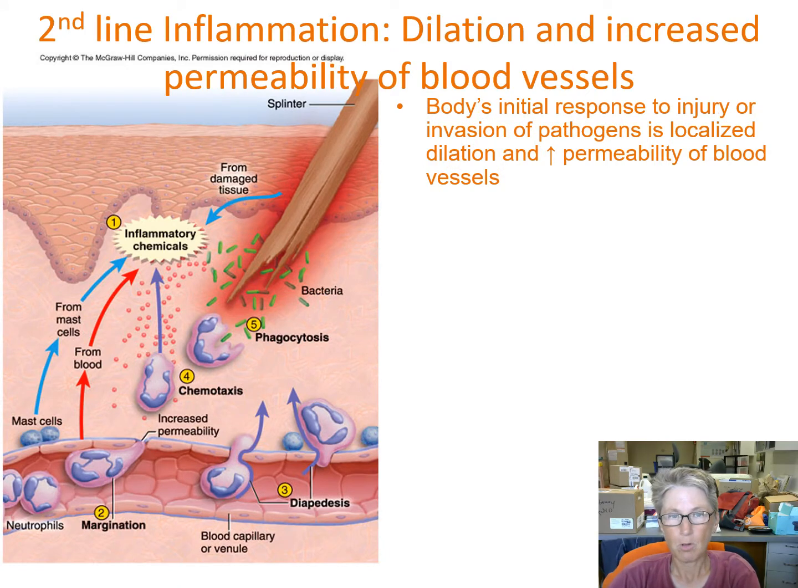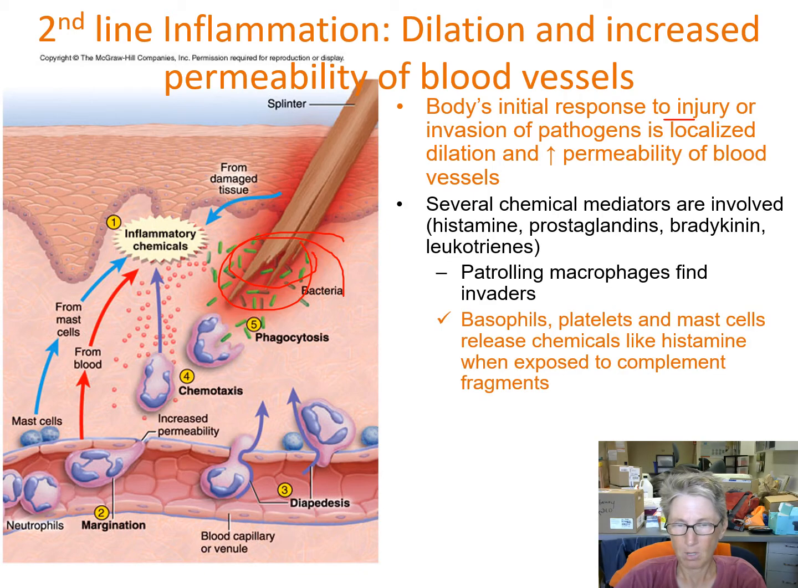Okay, so let's look a little more closely at this second line, inflammation with dilation and increased permeability of blood vessels. Your body's initial response to injury or invasion, such as bacterial invasion of pathogens, is very localized. So you don't get an inflammatory response over your entire body when you get a splinter in your finger. It's very localized. And the dilation and permeability of the blood vessels are likewise localized. You don't want all your blood vessels to dilate at once. You'd have really low blood pressure.